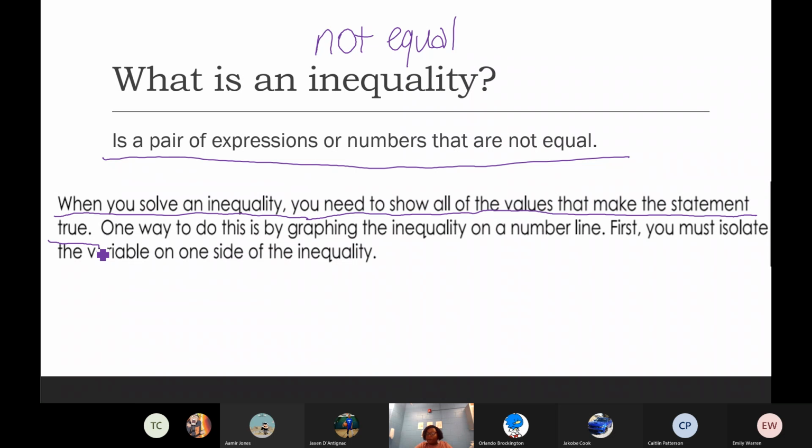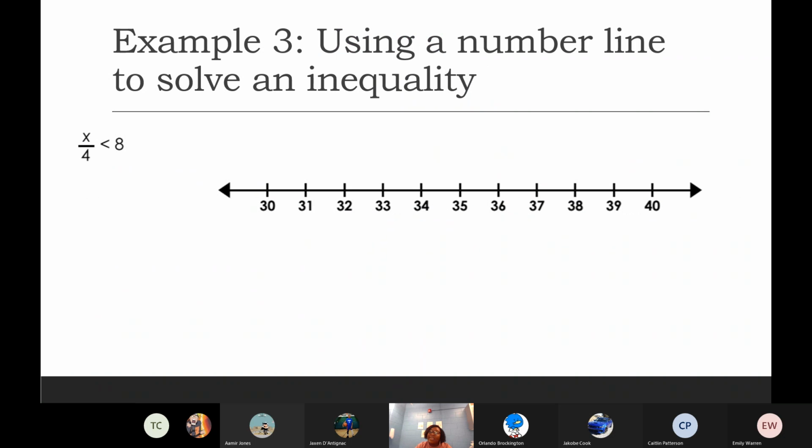So we're going to get to work with our first example for inequalities. Example 3 is using a number line to solve an inequality. Please take some time to write down everything you see here on this screen. This isn't very big, so I want you to see x over 4, looks like a fraction, is less than 8. I then want you to draw this number line with these numbers on it. We're going to be working with this today. Take some time to get this done, please.